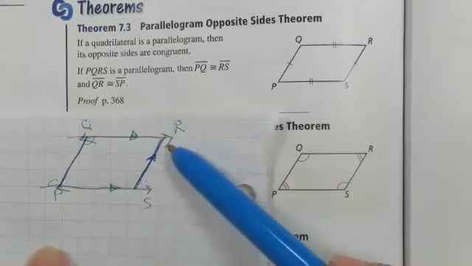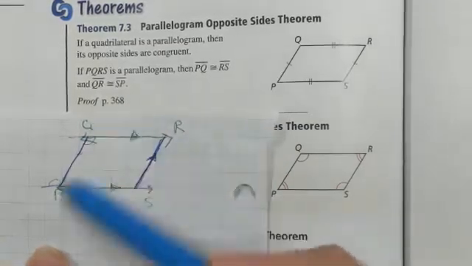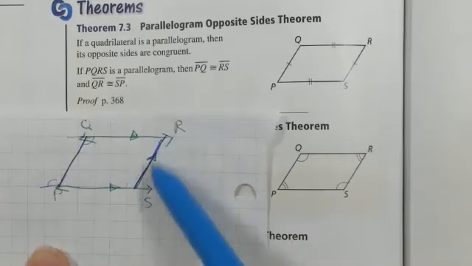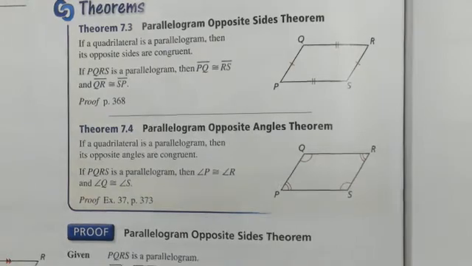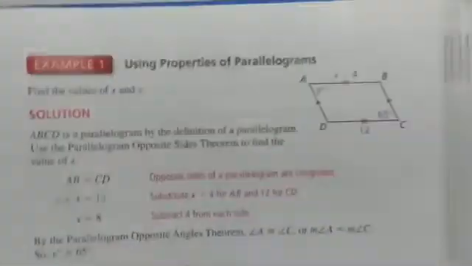So if you have trouble remembering it, just think of your two sides as transversals. Then you can mark all of your congruent angles. That will help you remember. Okay, let's move on. Let's look at one.